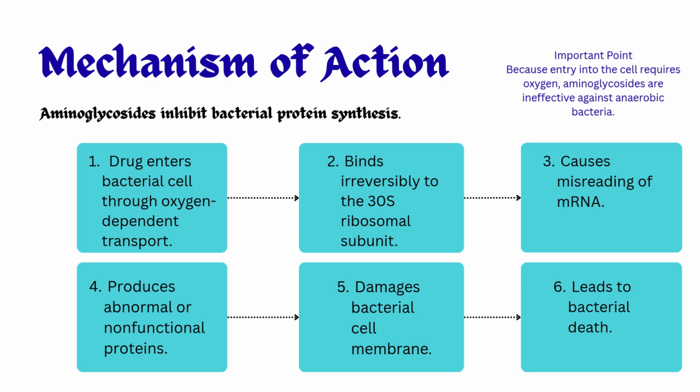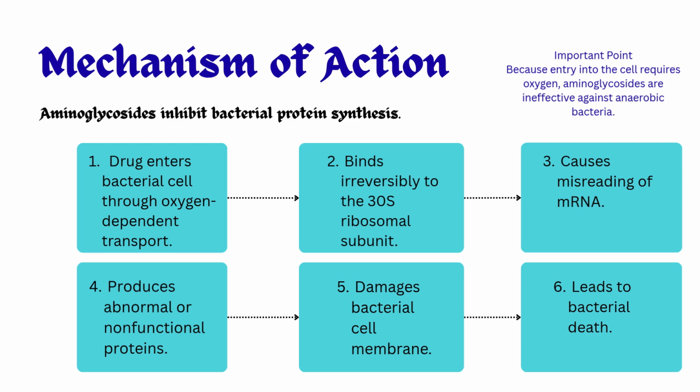Step 4. Production of abnormal proteins. Due to this misreading, bacteria produce abnormal, defective, or non-functional proteins. These faulty proteins are unable to perform their normal cellular functions. Step 5. Damage to the cell membrane. Some of the abnormal proteins become incorporated into the bacterial cell membrane, disrupting its integrity and increasing membrane permeability. This causes leakage of essential cellular contents and further impairs bacterial survival.